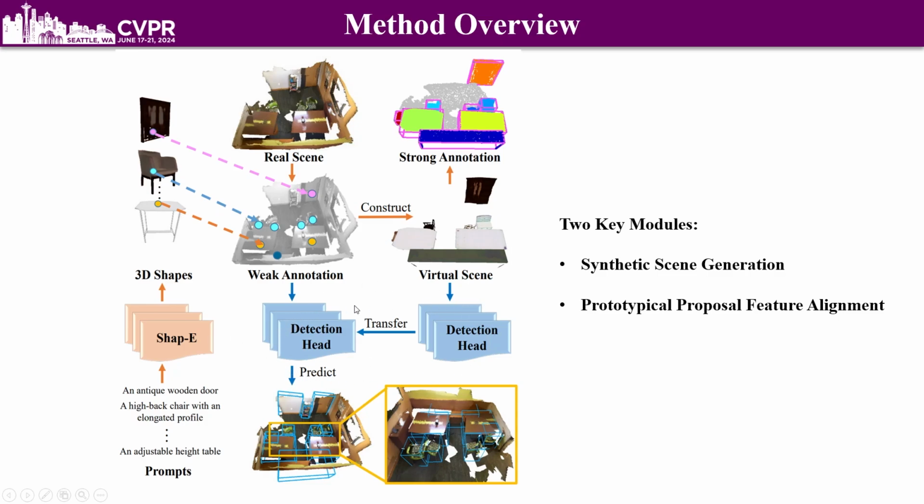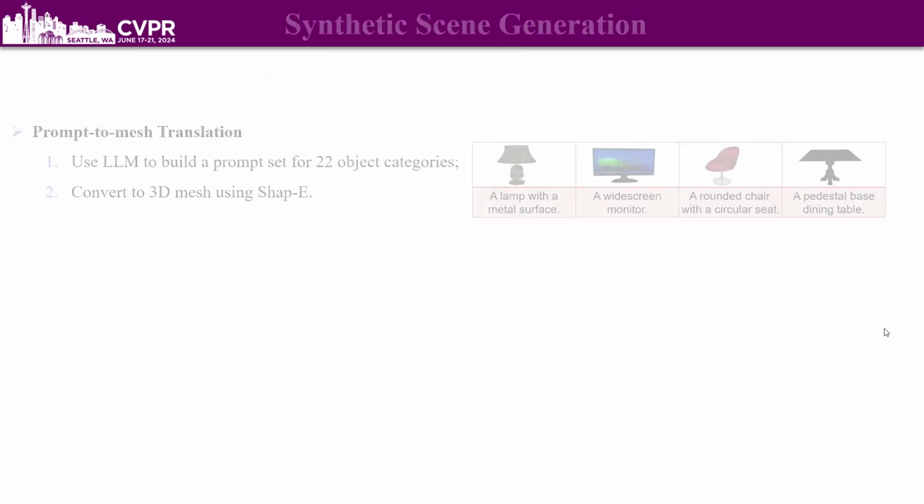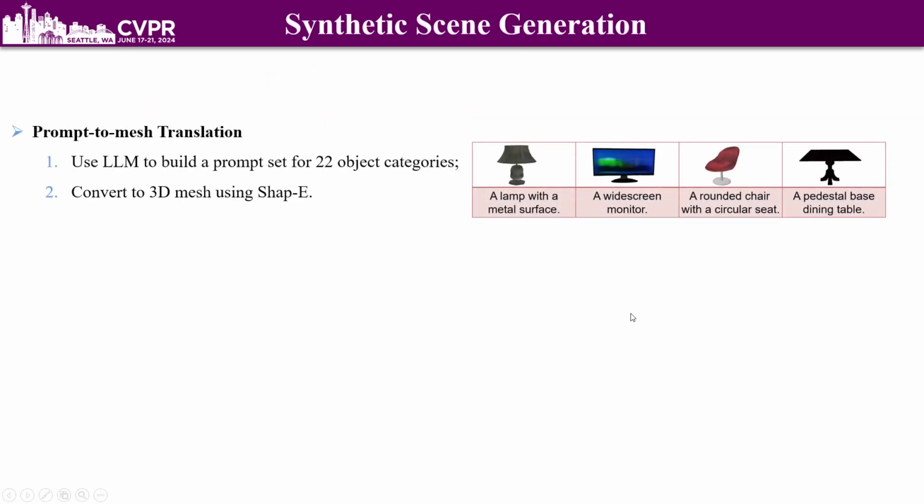real scenes. Specifically, our method, Prompt3D, introduces two key modules, the Synthetic Scene Generation (SSG) module and the Prototypical Feature Alignment (PPFA) module. Let me start with the SSG module. The Synthetic Scene Generation module creates synthetic scenes using 3D shapes under weak supervision. It constructs synthetic scenes that approximate real-world layouts through two steps: prompt-to-mesh translation and 3D shape assembly.